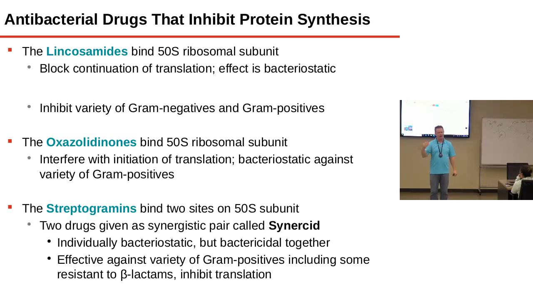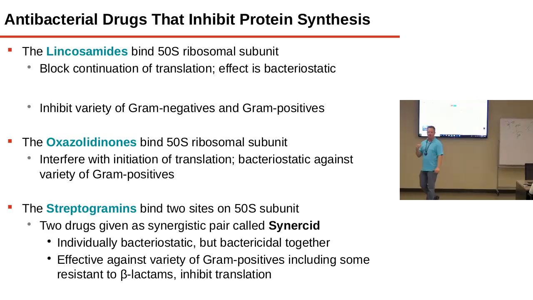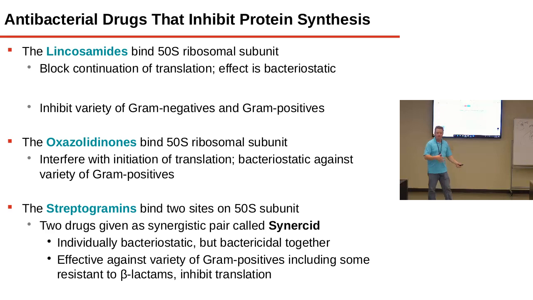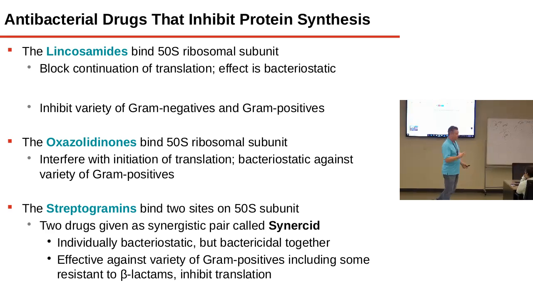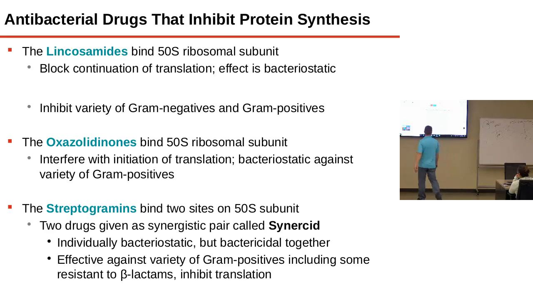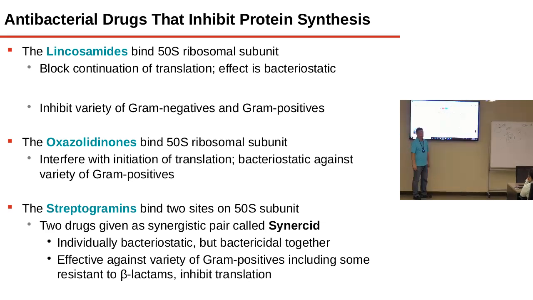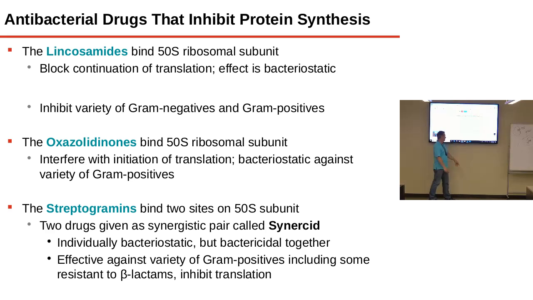So what we see now happening with a lot of these more dangerous bacterial infections is that we give more than one drug. We give 2, 3 sometimes to minimize the chance that that bacteria becomes antibiotic resistant. So if we're hitting it with multiple different angles, we're going to minimize the chances. So here the streptogramins are going to be 2 drugs given as a synergistic pair called Synercid. If I gave each of those drugs individually, they're bacteriostatic. So they're stopping growth. If I give them together, they become bactericidal. And they're good against gram-positives for the most part.